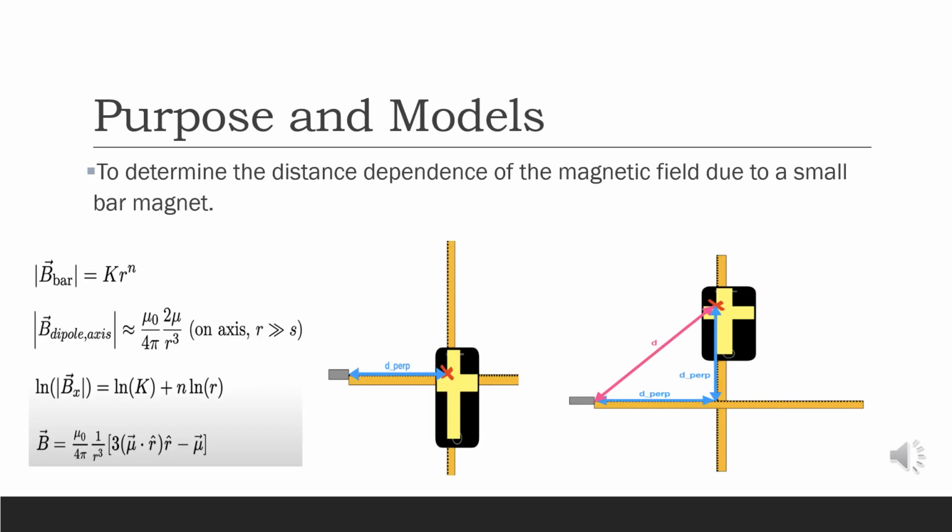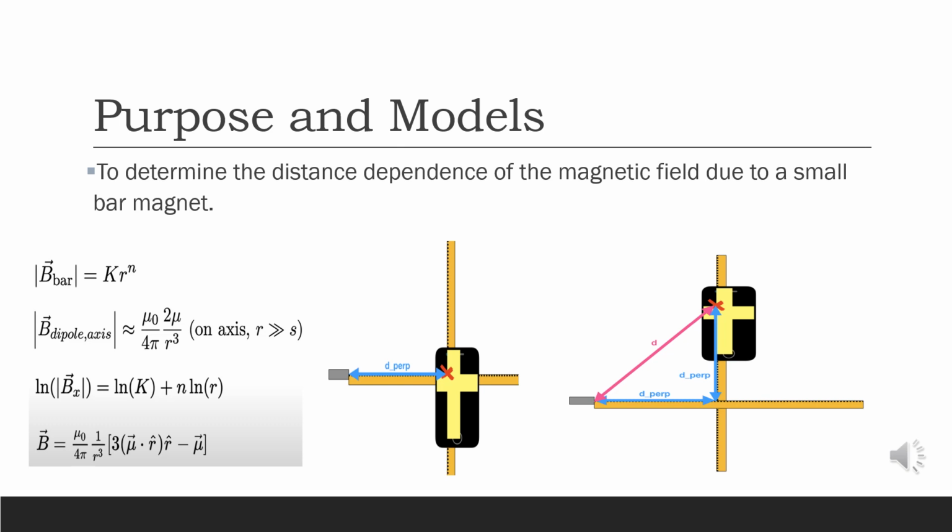The purpose of this lab is to determine the distance dependence of the magnetic field due to a small bar magnet. Here are some formulas relevant to this lab. The first two describe the magnitude of the magnetic field due to a magnetic dipole, something which will be important in calculating mu, the magnetic dipole moment of the bar magnet. The third equation has to do with the linearization of our data and will be applied in this lab. And the last equation defines approximately the magnetic field of a dipole at any location, something we'll use in the computational model.